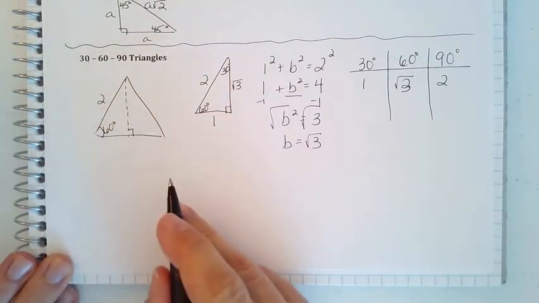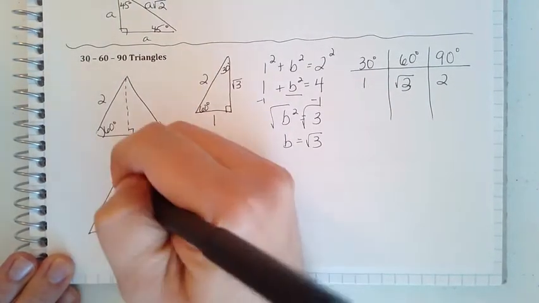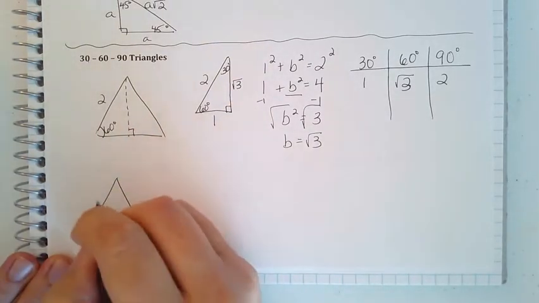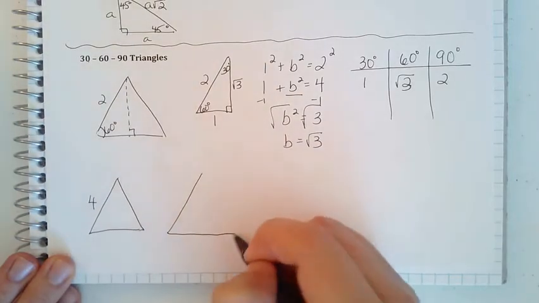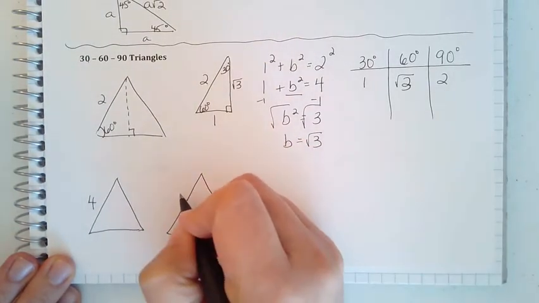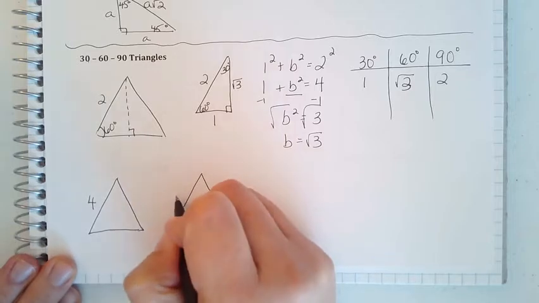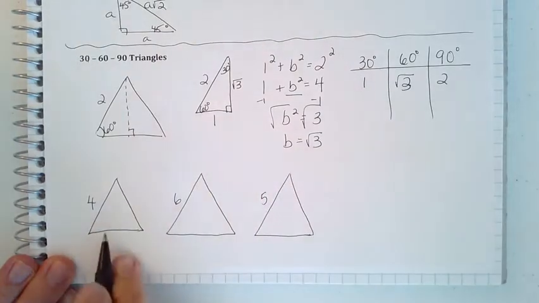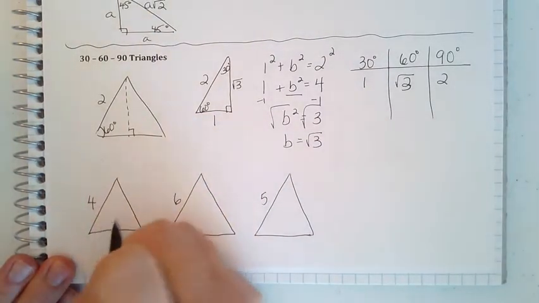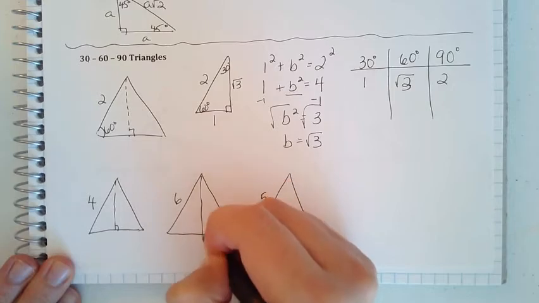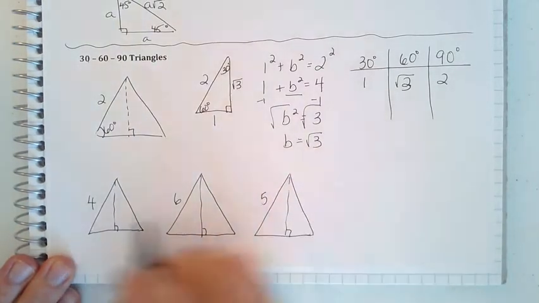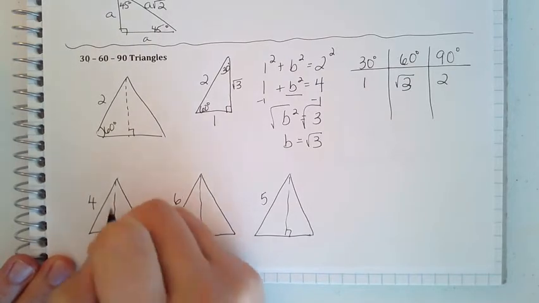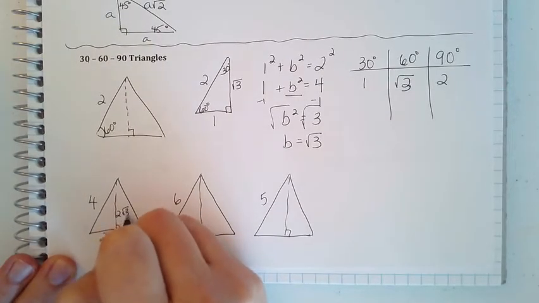Now, if I kept doing this with some different equilateral triangles of different size, let's go ahead and call this 4. Let's call this, I don't know, 6. And then let's call this 5. If I did this with each of these, and again, I could use Pythagorean theorem just like we kind of skipped up above a bit, I could go through the whole step. This side would be 2, and what ends up happening for this altitude is it's 2 root 3.